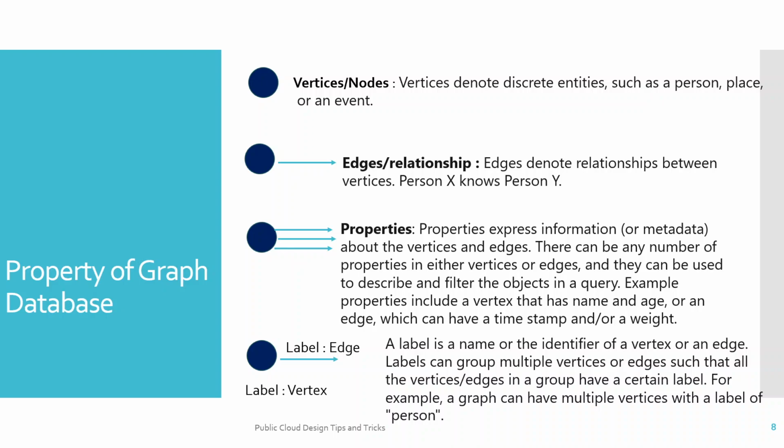Now the fourth one is a label. A label can be attached to an edge or a vertex. It is nothing but a name that is given to a specific vertex or a specific edge. For example, you are defining an entity or a vertex called person. That person can be labeled as person X. Now the edge is also basically a relationship to the other entity. So person X knows person Y. The knows can be a label. So that is why a label is a name or the identifier of a vertex or an edge. Labels can group multiple vertices or edges such that all vertices or edges in a group have a certain label. So that is how you can define the properties of a graph database.